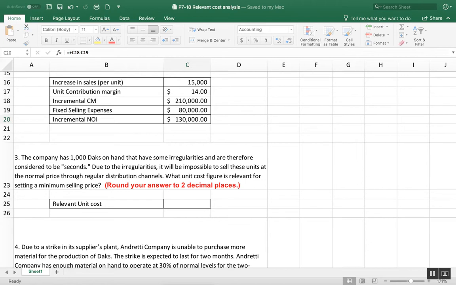It says the company has 1,000 DACs on hand, and some of them are irregular, and so they can't really be sold as is. You know how you've been to the sale part of a store, and sometimes there are some out-of-box ones or some that have just a little something wrong with them.